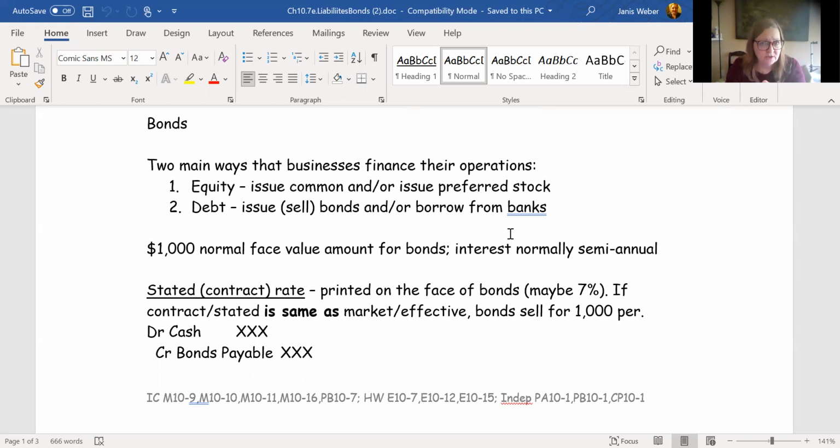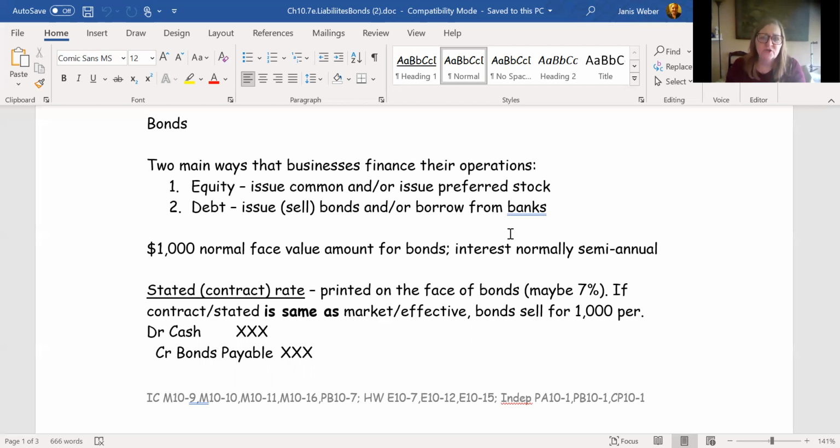One is issuing bonds, the corporate bonds. And the second one is borrowing money from banks. So borrowing money from banks is pretty straightforward. We already dealt with that a lot this term, but this is our first exposure to issuing bonds. And that's a little more tricky, to say the least.